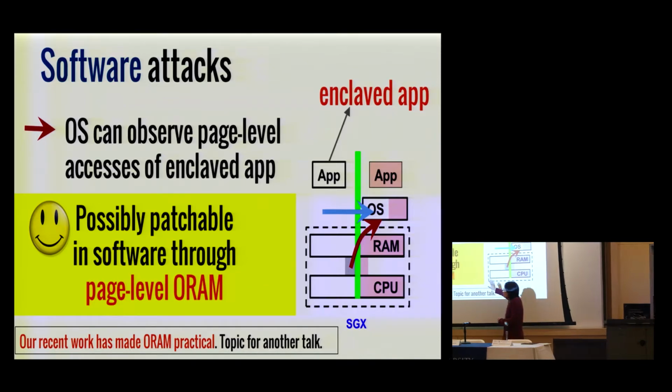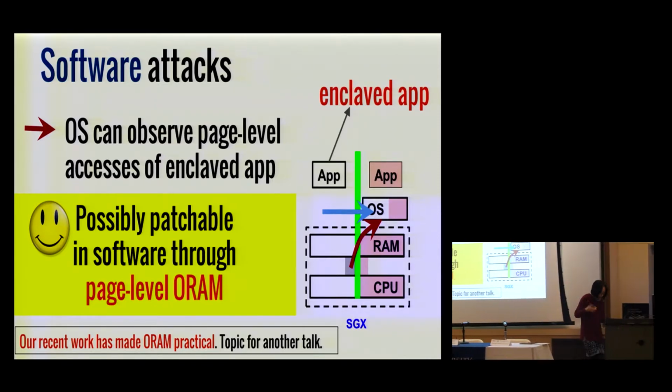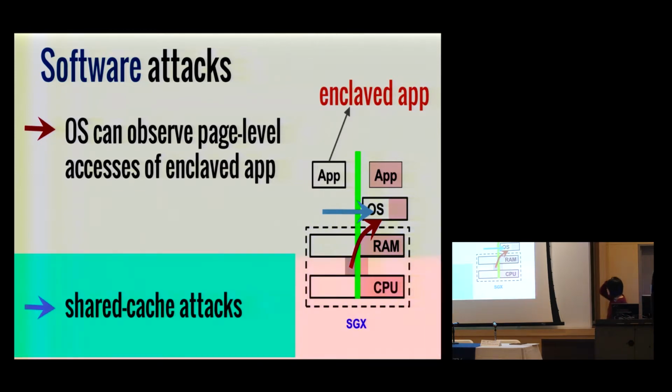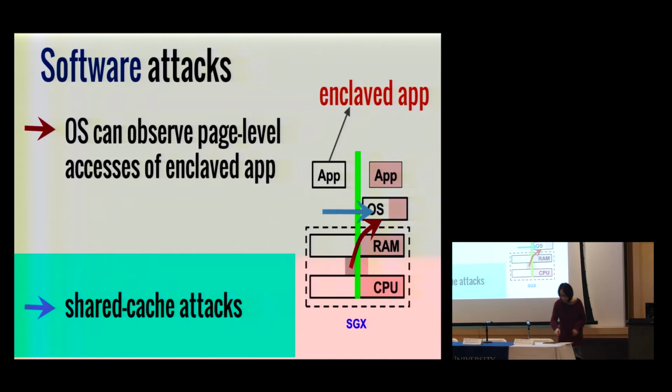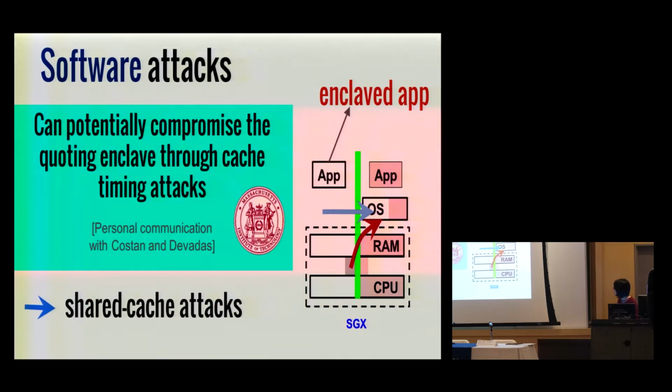Since no one actually has their hands on Intel's SGX processor, this idea needs to be confirmed when Intel actually releases their secure processors. But we believe there's reason to believe that this can be done. There's also the blue arrow, but I won't go into the details. Essentially, there can be other channels like cache timing attacks.